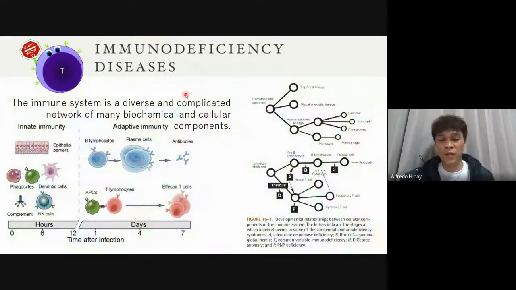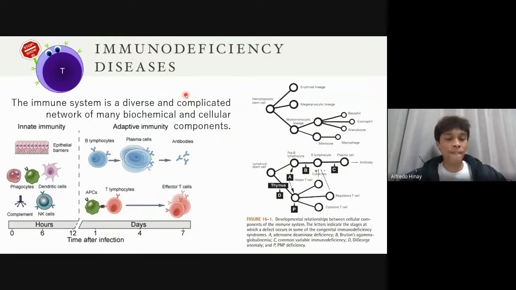So the immune system, as we discussed during the first topic of our course, is a diverse and complicated network of many biochemical and cellular components. We learned that there are different cells involved in innate immunity and different cells involved in adaptive immunity. Although they are in different compartments, they interact with each other through cytokines, which are their communication molecules.